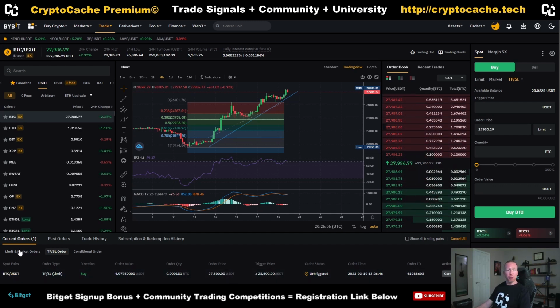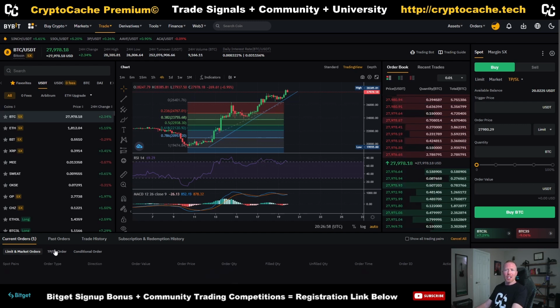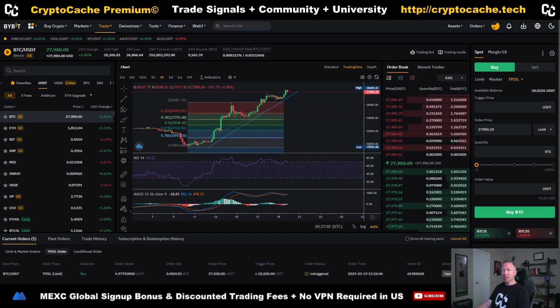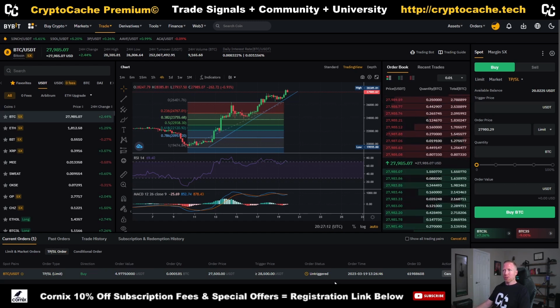Now keep in mind your screen might default to limit and market orders. You will have to select take profit stop loss order here, and you can see everything in here as an untriggered target. Okay, so once you enter your order and the trigger price is hit, then it'll automatically trigger that closure. Okay, that's how simple it is.